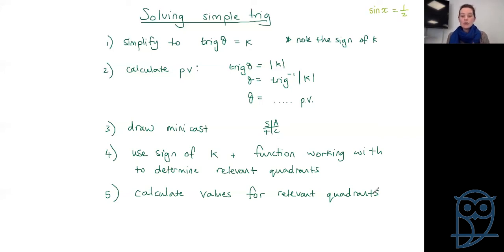So you calculate the values for your relevant quadrants, but you don't do it blindly. You're going to keep an eye on your domain. Because depending on how your domain is restricted, you may or may not need to calculate more or fewer answers. So if we're working from 0 to 360, 2 answers, fantastic. If we're only working from 0 to pi, ooh, now that's only half of it. Now we're only going to get 1 answer perhaps. So it's really important that you keep an eye on your domain as you're working through these calculations.